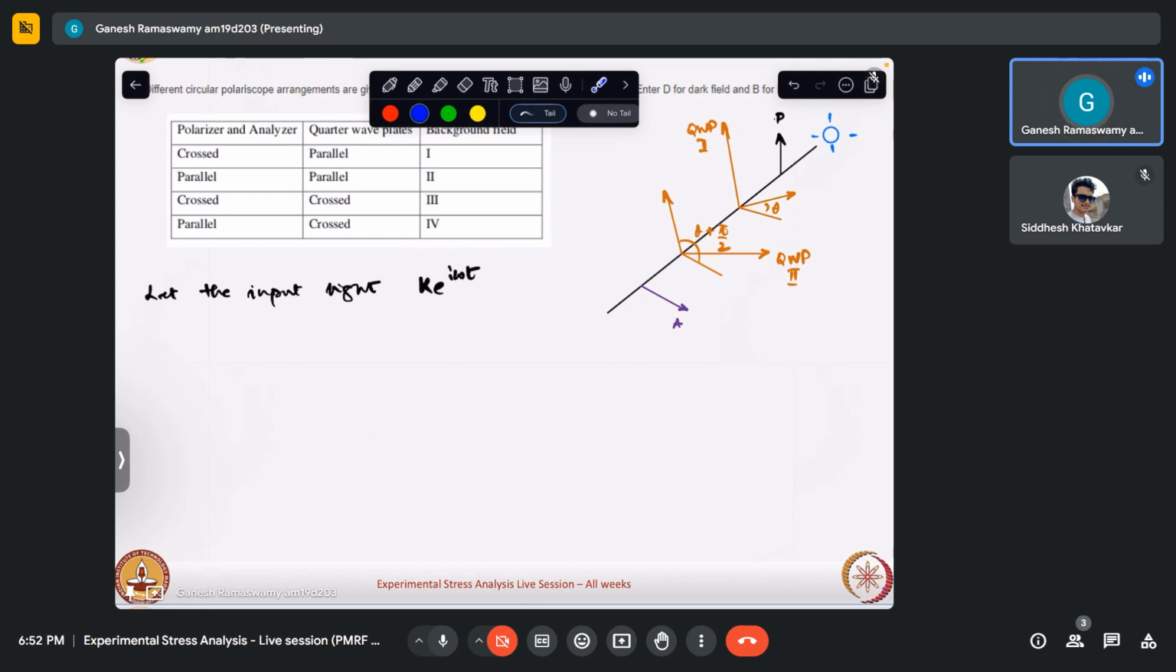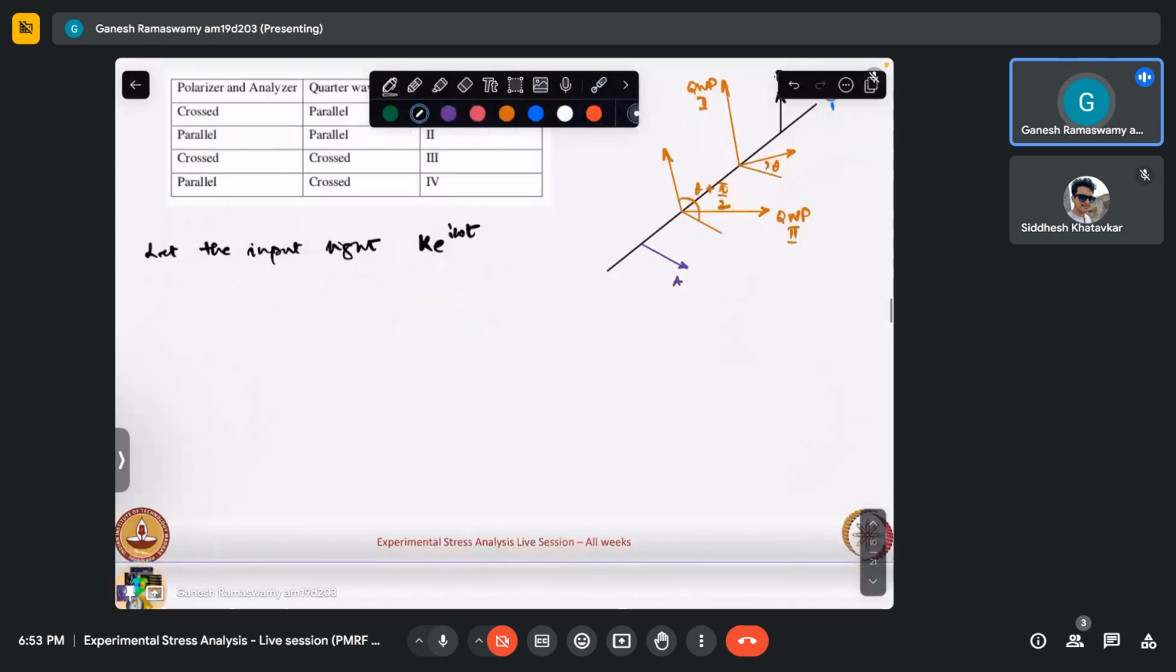My idea is only to see whether it will get transmitted, in which case it will be a bright field. If it gets cut totally, it will be a dark field. So my final output intensity, is it this or zero, is the question. If it is the same, unaltered, then it is bright field. If it is reducing to zero, it is dark field. So I won't be able to see any background light under this arrangement.